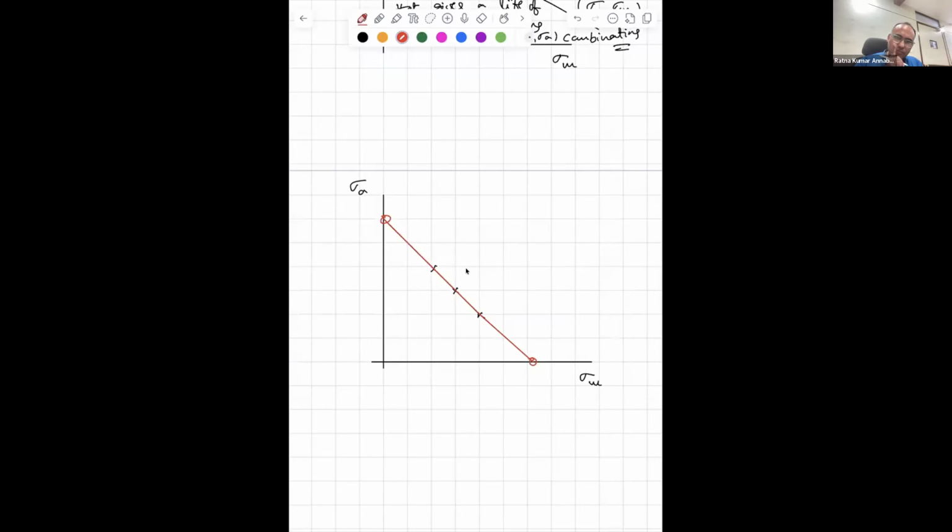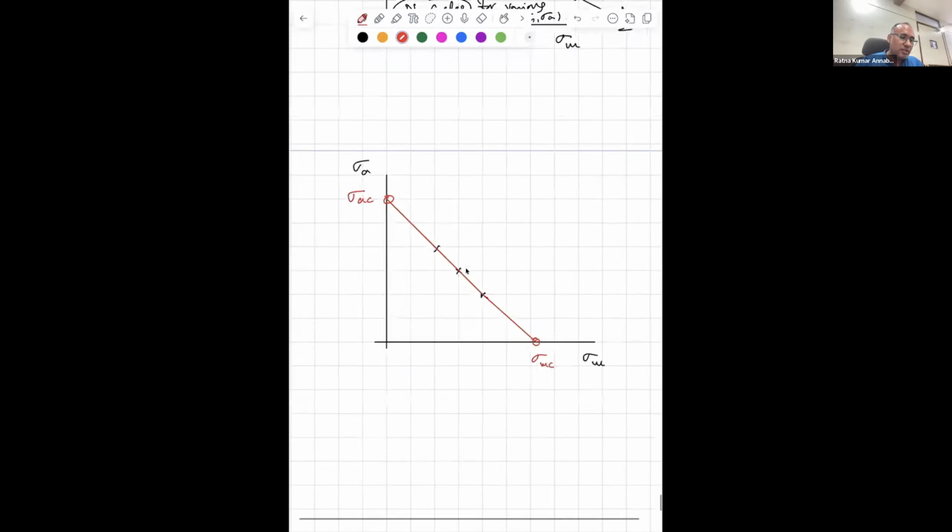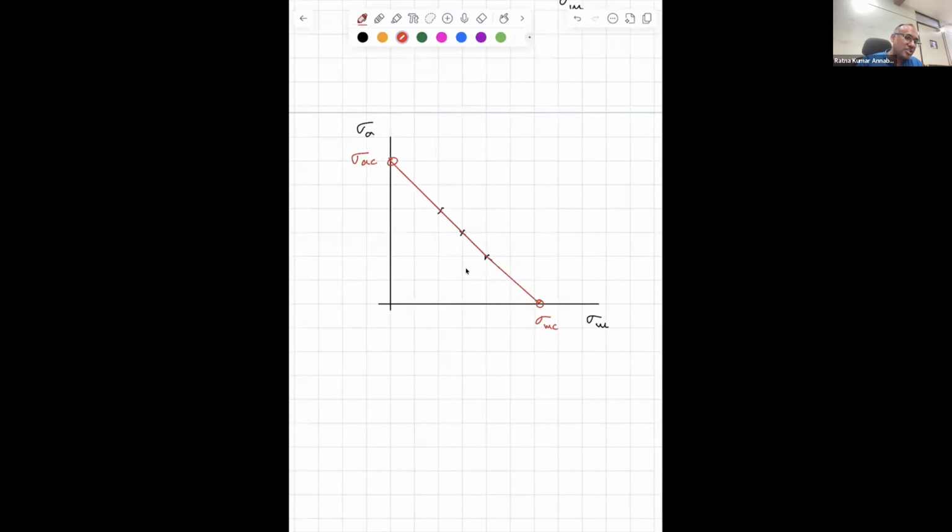Let us say on the x-axis, wherever it hits, I call it sigma m critical, and on the y-axis, I am calling it sigma A critical. Then what can I write as the equation of this line?